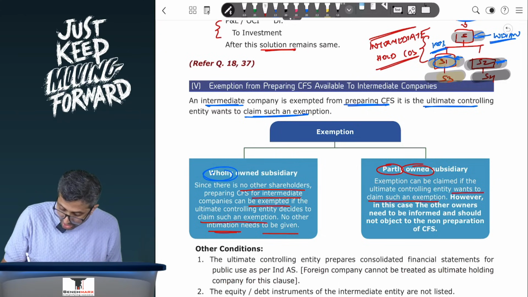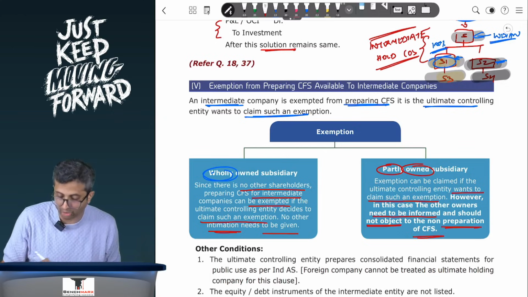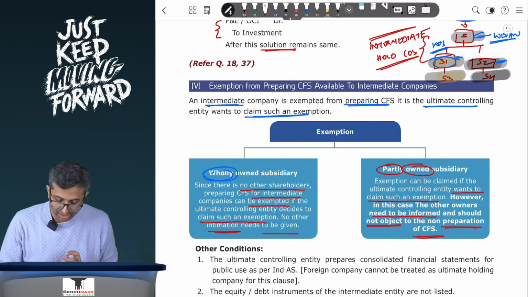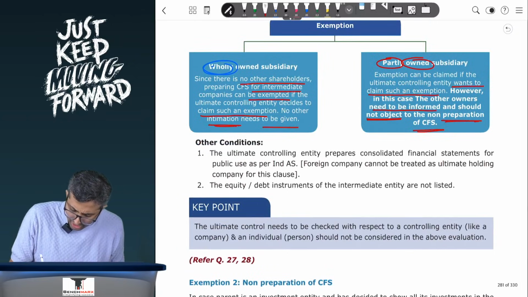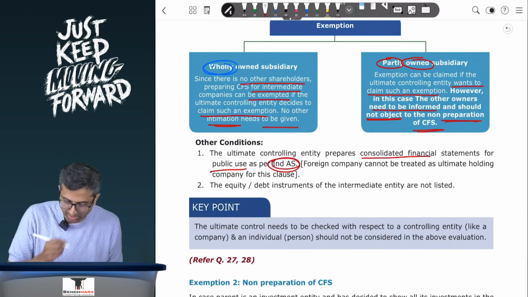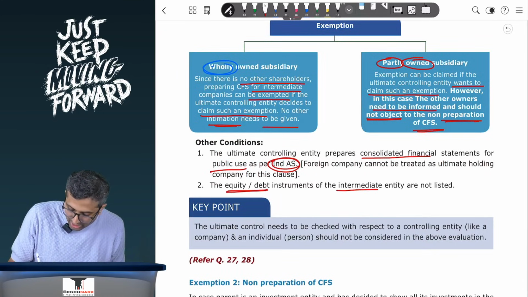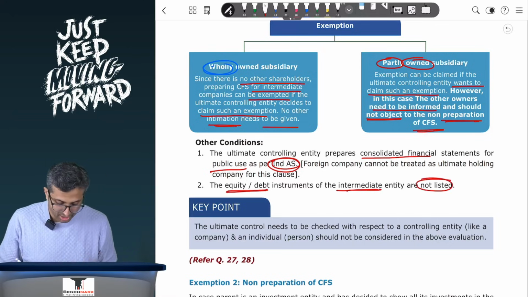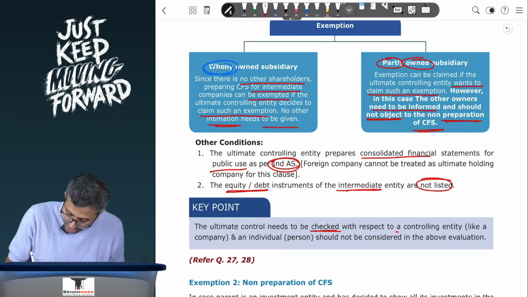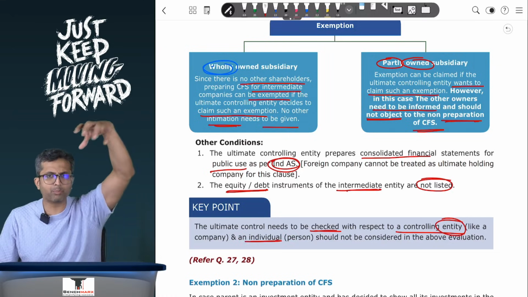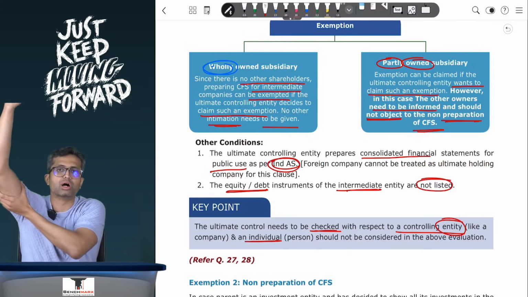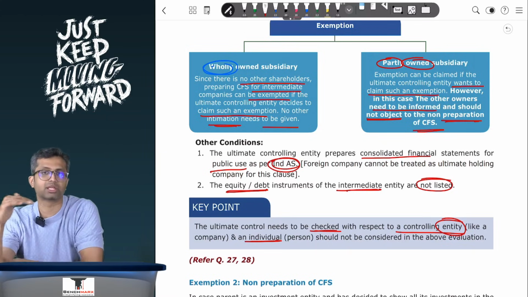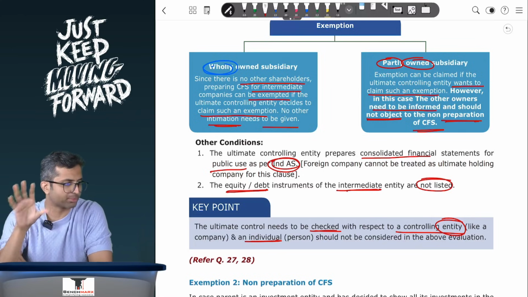However, if it is partly owned, then you need to inform this to the other shareholders, and there should be no objection to the preparation of the CFS. Okay, so over here, there are a few other conditions. The ultimate controlling entity prepares CFS for public use as per Ind AS. Foreign companies cannot be treated as ultimate holding companies, and the equity and debt instruments of the intermediate companies are not listed. Remember, the ultimate control needs to be checked with respect to a controlling entity, not an individual. So at the top, whoever is the top company preparing as per Ind AS is treated as the ultimate holding entity, not a person or an individual.